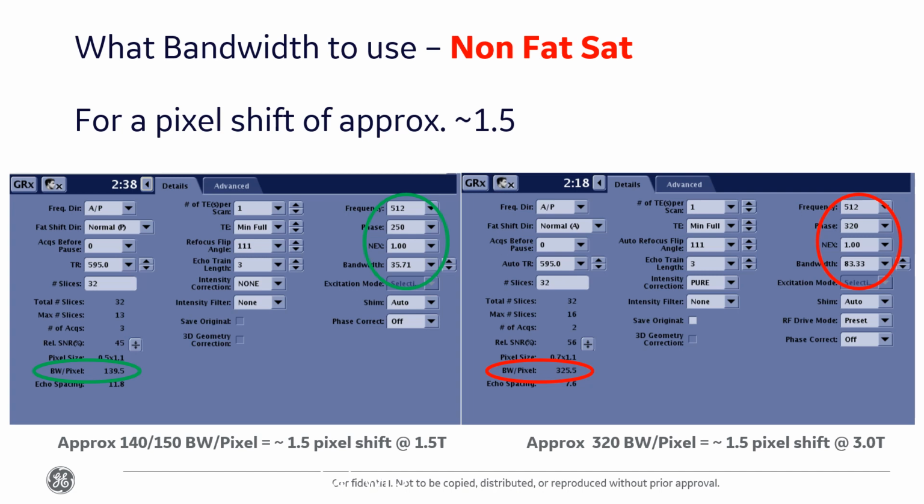So these next few slides are a really good example of how changes to the bandwidth relative to the frequency matrix can maintain a bandwidth per pixel to give you the desired image quality. So on the left-hand side with the green circle, we have a 1.5T system. To achieve a 1.5 pixel chemical shift, we're after a bandwidth per pixel around the 140 mark. So having a frequency matrix of 512, a bandwidth of 35, gives us the desired bandwidth per pixel. On the right, our 3T system for a frequency matrix of 512, a bandwidth of 83.3, gives us a bandwidth per pixel around the 320 mark, giving us the desired pixel shift that we wanted.